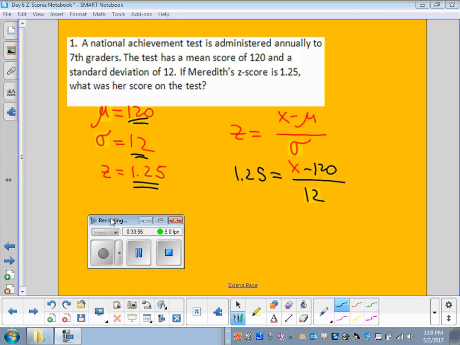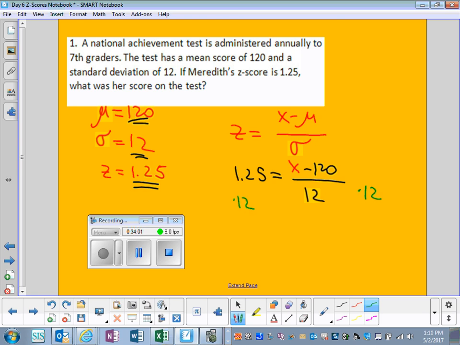So now it's just solve for x. Times 12, times 12. 1.25 times 12 is 15. 15 equals x minus 120. So plus 120, plus 120. And we have x equals 135. So the score that Meredith got on her test is 135.